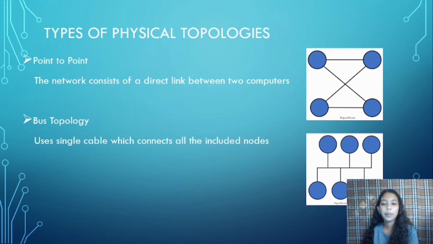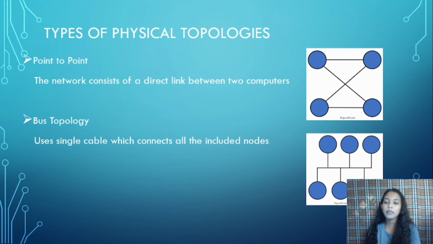So next is the bus topology. It uses a single cable which connects all included nodes. There is a figure on the right. So bus topology uses a single cable. The main cable acts as the spine for the entire network. One of the computers in the network acts as a server. When it has two endpoints, it is known as a linear bus topology.